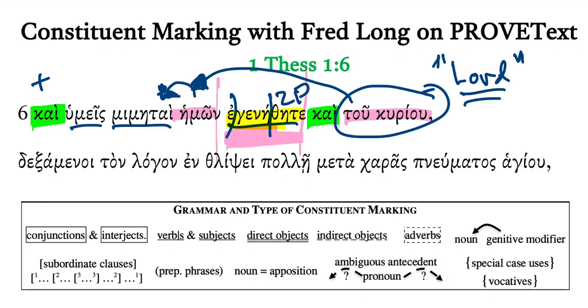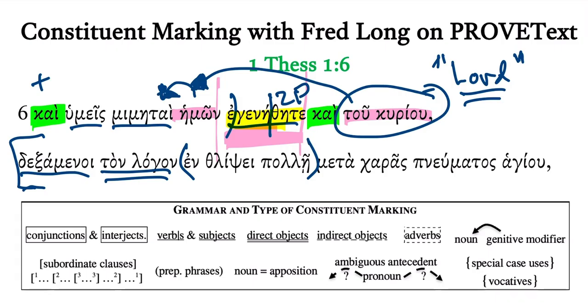And then we're going to get a participle, dexamenoi. So this is a postposition participle. It's post-nuclear. So the nuclear verb is egenēthēte in yellow there. So this is developing that. So I start a bracket in front of dexamenoi and double underline the word. And then I see ton logon, receiving, having received the word.